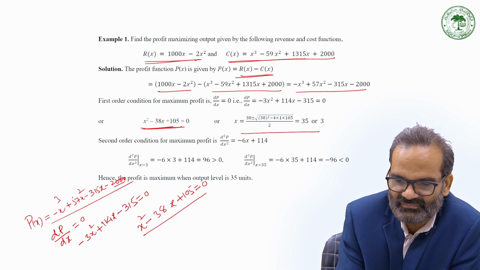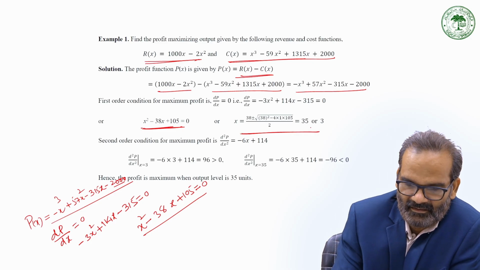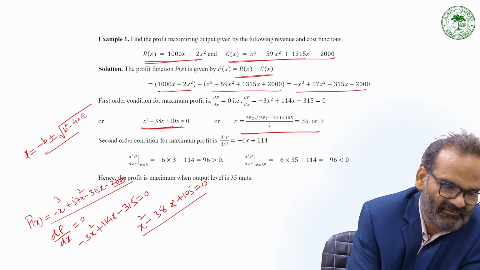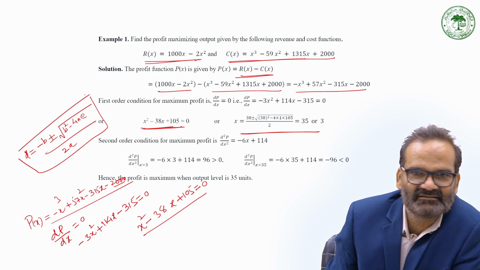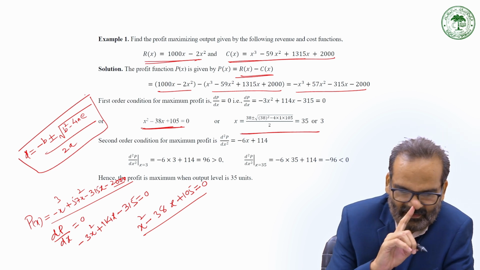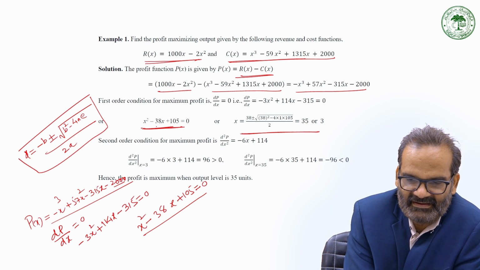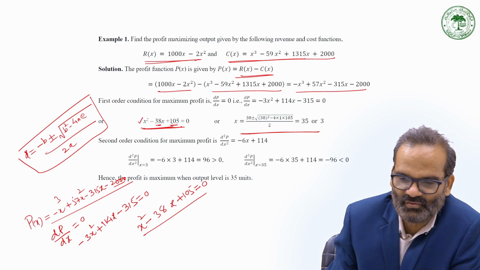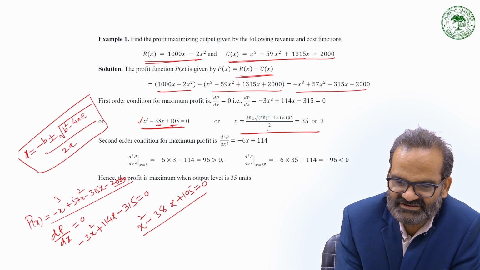So we will use the quadratic formula. That is, x is equal to minus b plus or minus root of b square minus 4ac, divided by 2a. This is a formula which you all have studied in your 9th standard. We will use this formula. You know what b is? Here b is minus 38, a is 1, and c is 105. So substitute these values here.